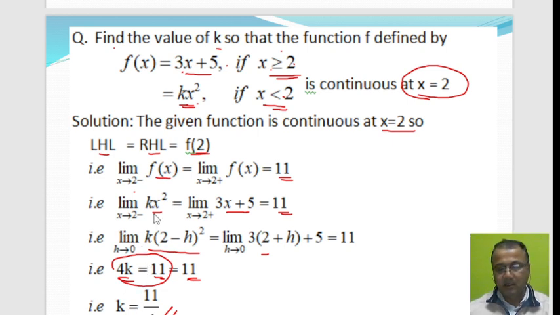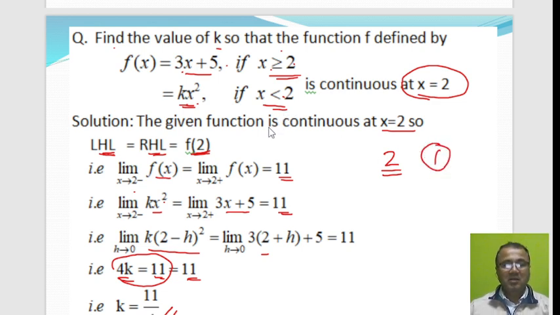Dear students, here you need to do only two portions. If you take the left hand and right hand limits, you can find the value of k. Or if you take the left hand limit and f(2), you can also find the value of k. I have done all three, but you can do at least two: left hand limit equal to f(2). This type of question used to come in your exams, for 2 marks, or sometimes as an objective question for 1 mark.